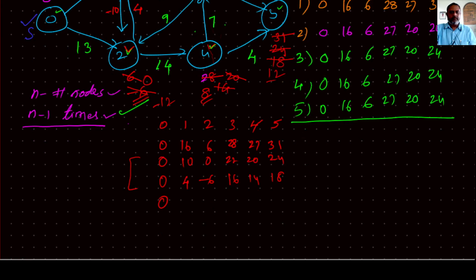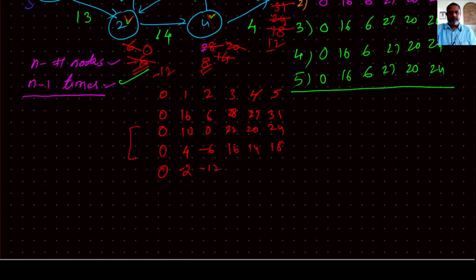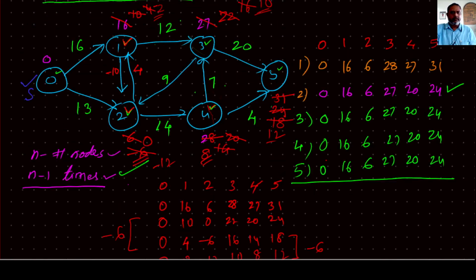So the next one is 0, minus 2, minus 12, then 10, 8, 12. Now if you look at this, again a difference of 6. What is happening? What is happening is here, this loop, in one direction it is giving -10, and in another direction it is making +4.